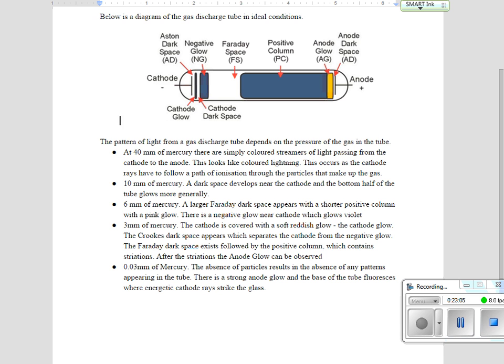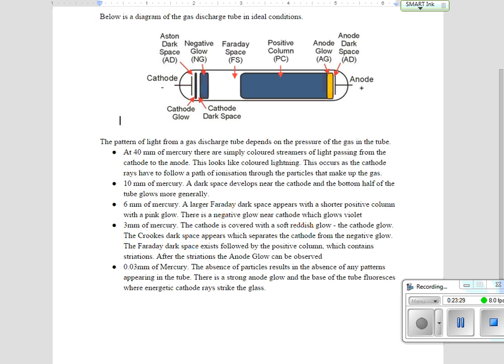Then there's the cathode dark space. There's a bit of a glow, there's the Faraday dark space, and then you get that positive column which had the striations in it. The striations, as I said, were caused by the fact that the electrons are accelerated so they have enough energy to create light when they hit the particles. Then they lose some energy, so they slow down, they're accelerated again so they have enough energy, they hit the particles more energetically, get more light, etc. So they get the striation.